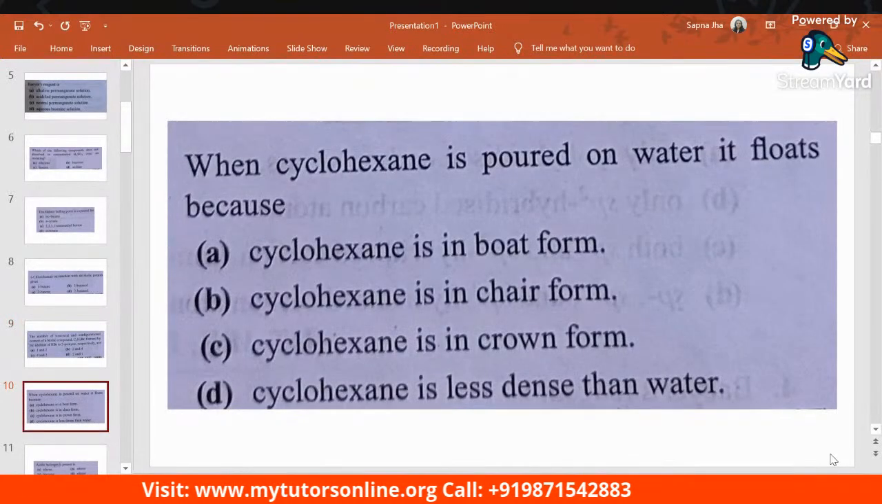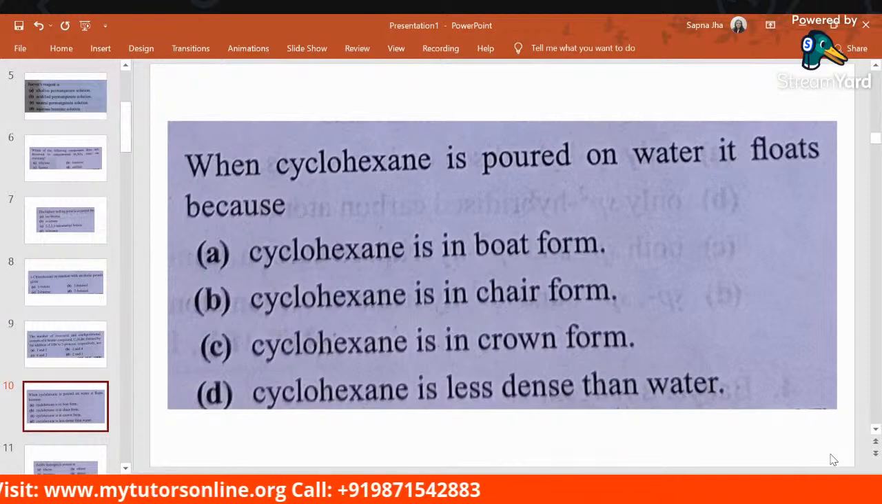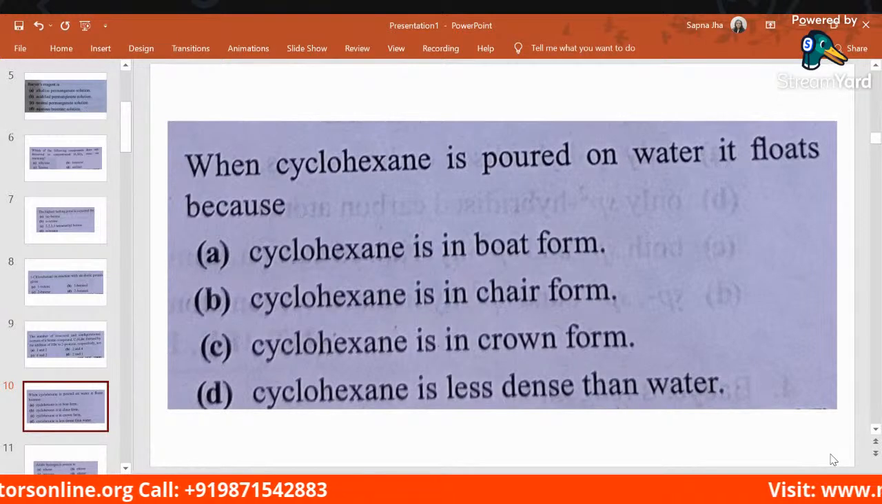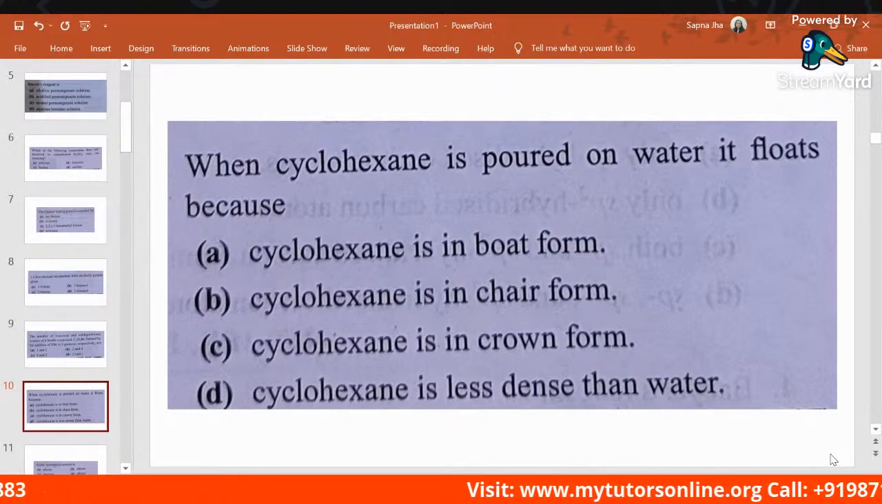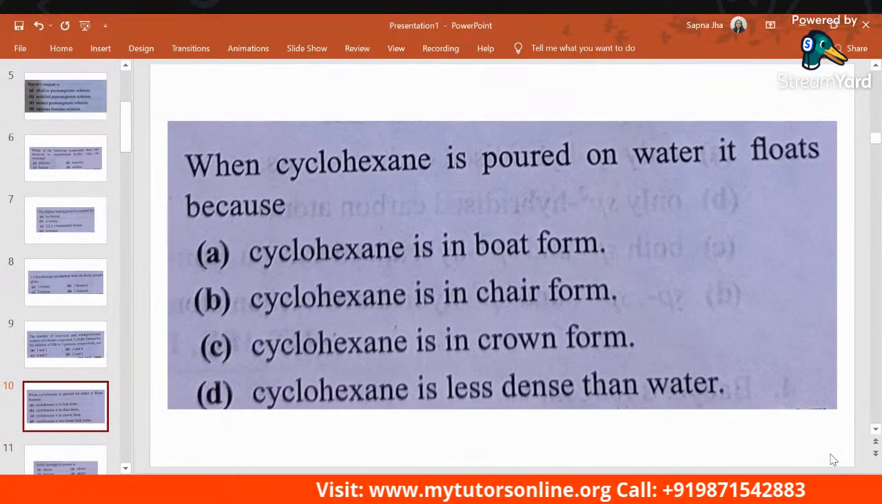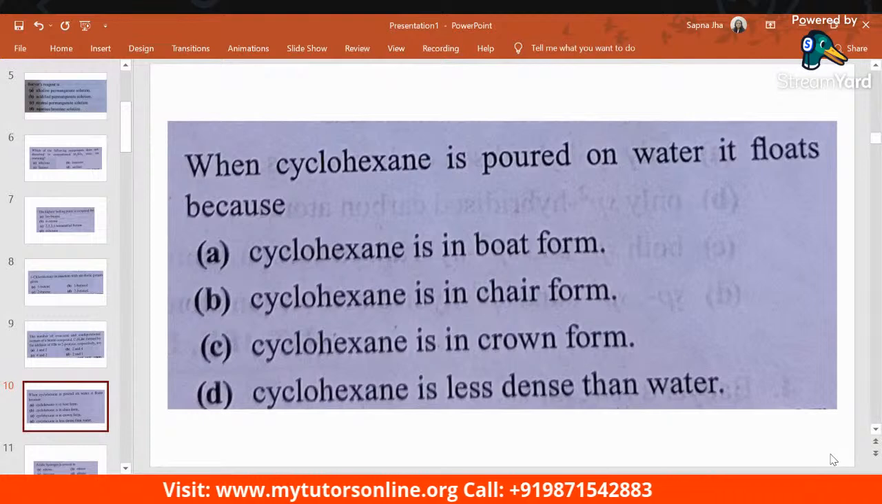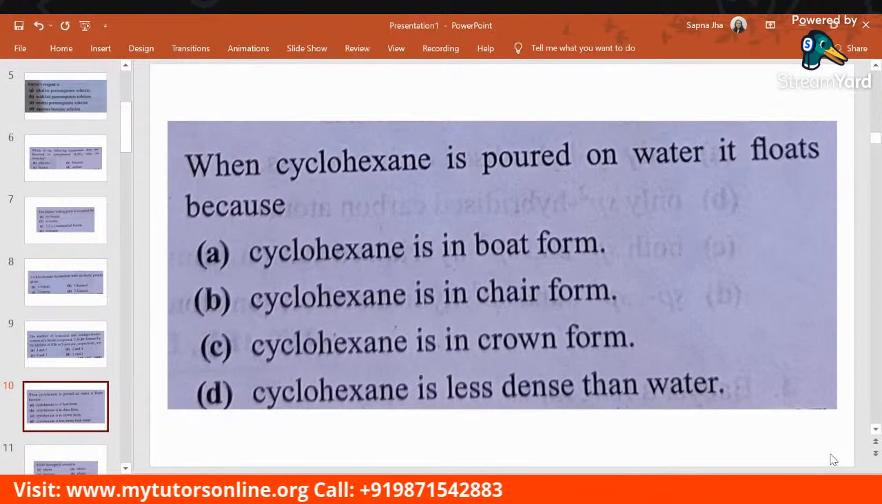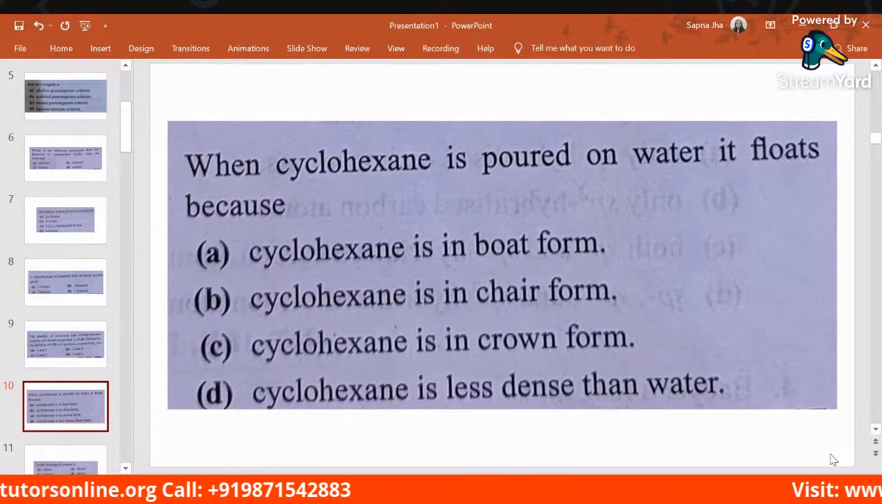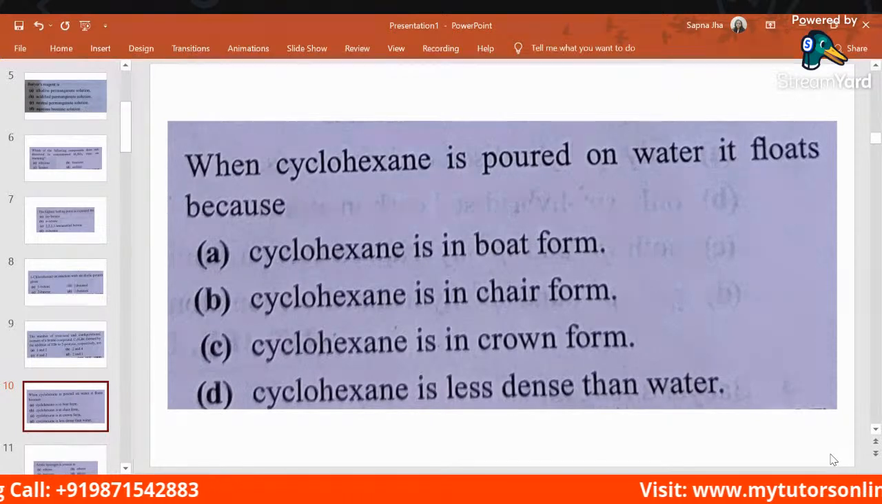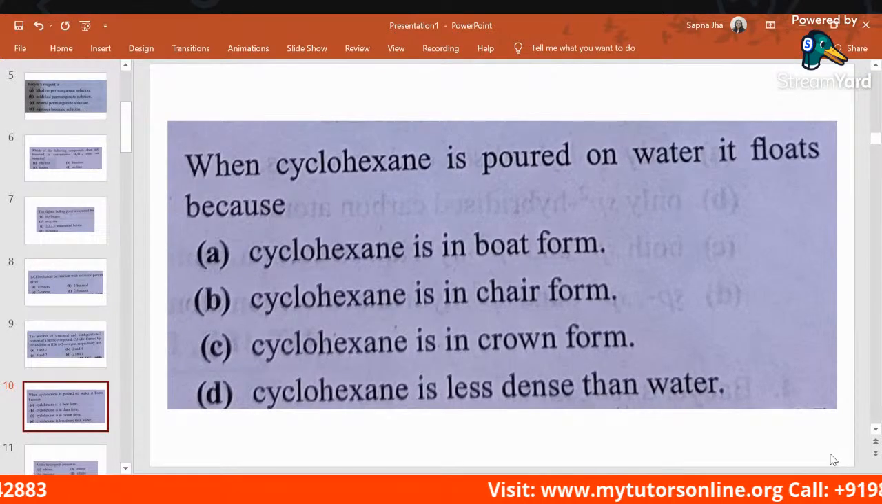Next question is, when cyclohexane is poured on water, it floats because cyclohexane is in boat form, cyclohexane is in chair form, cyclohexane is in ground form, cyclohexane is less dense than water. So what is the reason that when it is poured on water, it floats?